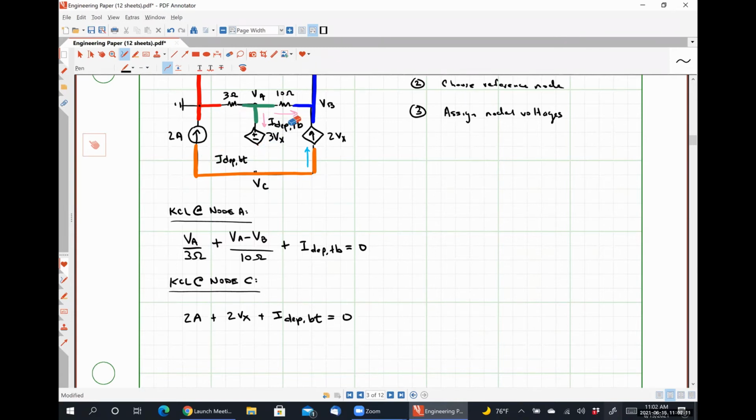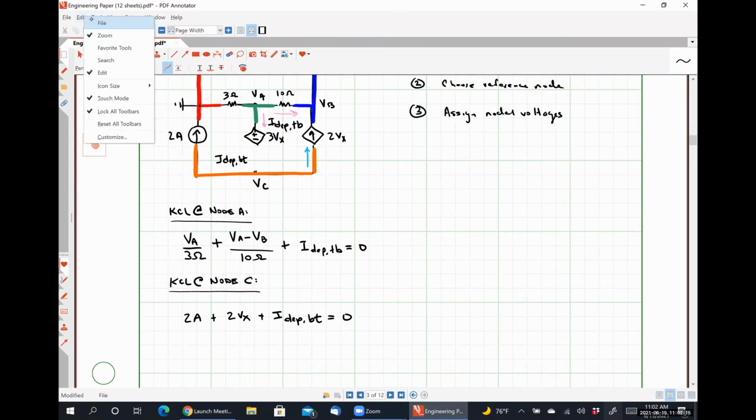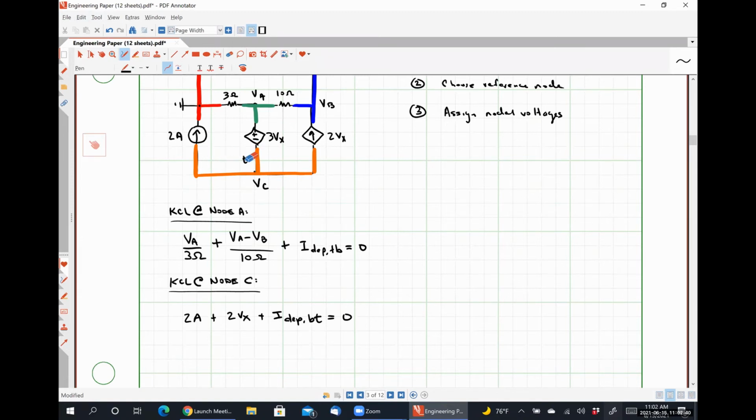I'm going to erase all these guys. Oops, I didn't mean to erase that much though. Erase that pink guy, this blue guy here, and these guys as well. All right. I'm going to form a supernode by effectively just putting a circle around my voltage source. So my supernode is actually, I'm going to treat it as if it were one node, but it contains nodes A and node C. And I'm going to apply KCL at my supernode.